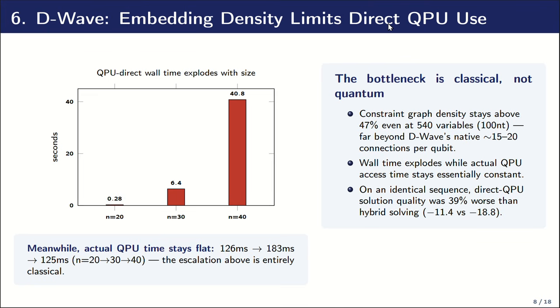What that means in practice: as problem size grows, wall time explodes, from 0.28 seconds up to over 40 seconds. But if you look at the QPU access time specifically, it stays flat, around 125 to 185 milliseconds the whole time. The bottleneck isn't the quantum hardware, it's the classical embedding search trying to fit a dense problem onto a sparse physical graph. And when it does find an embedding, solution quality on direct QPU was actually 39% worse than the hybrid solver on the same problem, likely from chain breaks in that dense embedding.